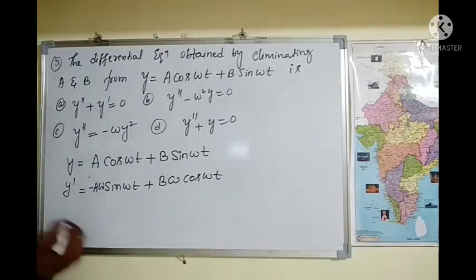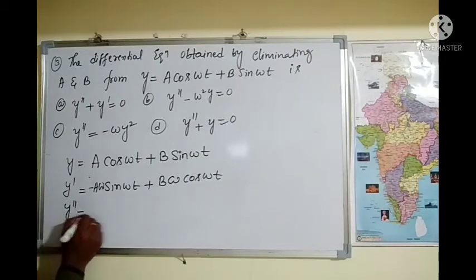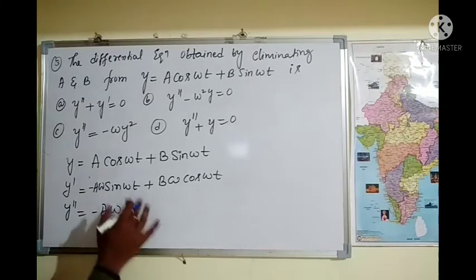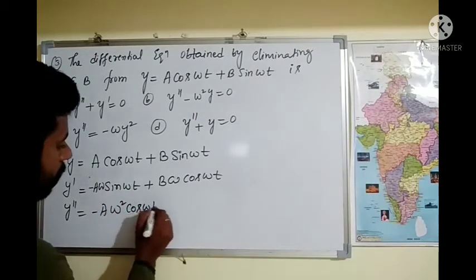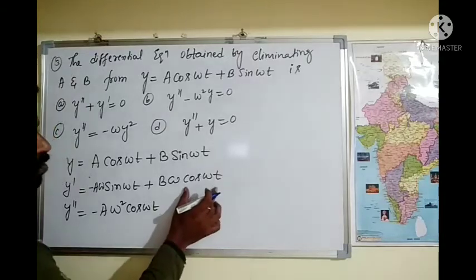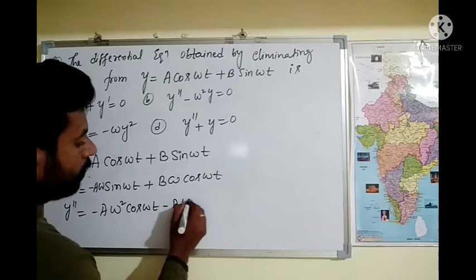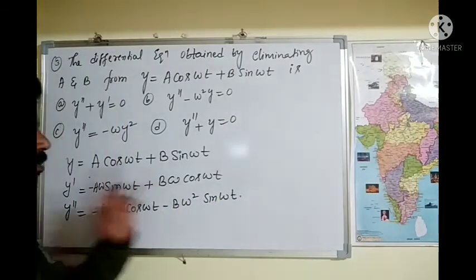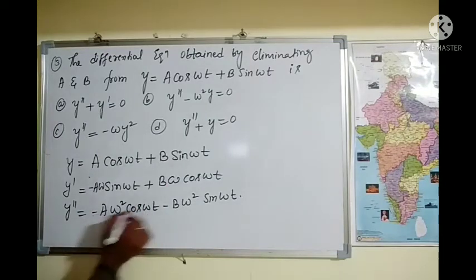Now again differentiate this result with respect to t on both sides. Y double dash is equal to minus a omega into the derivative of sin omega t, which is cos omega t into omega, omega square cos omega t. Next, the derivative of cos omega t is minus sin omega t into omega, minus b omega square sin omega t. Now minus omega square is common.